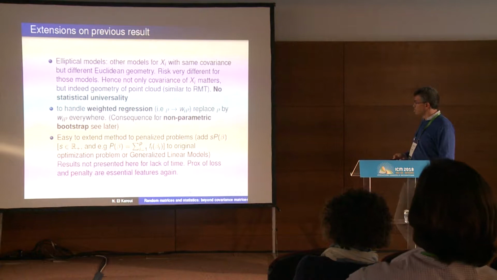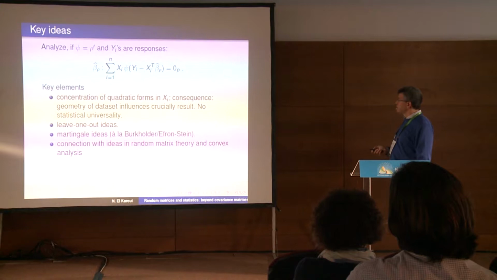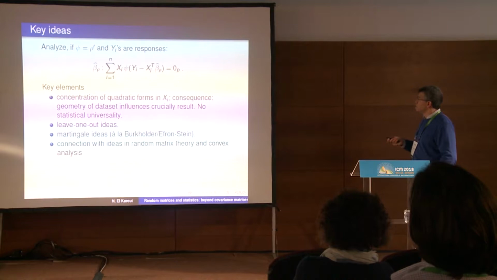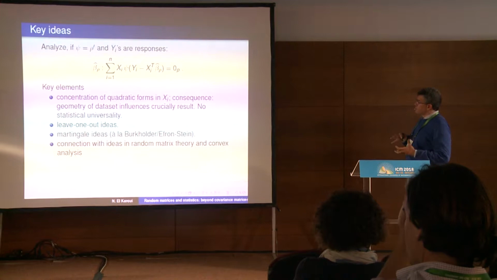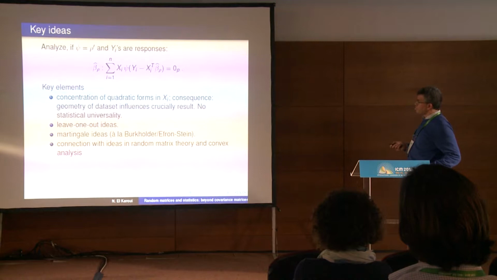We can handle weighted regression and also basically penalize and go much further. How does this work? I can't get into any details, but basically the story of what we did was we looked at beta hat rho, which is a solution of an optimization problem, so we said it's a zero of a gradient, so that requires psi to be quite smooth. And then we use concentration of quadratic forms in Xi, which has very strong geometric consequences, namely the norm of the Xi is near constant and the vectors are nearly orthogonal to one another. That's why this geometry critically influences the results. There can't be statistical universality. In other words, if I change this geometry, I'm pretty sure I'll change the result.